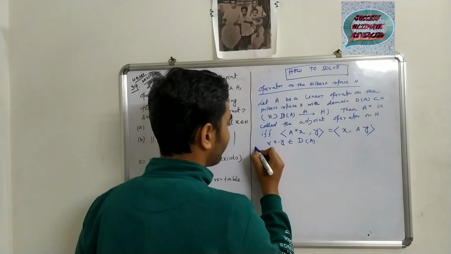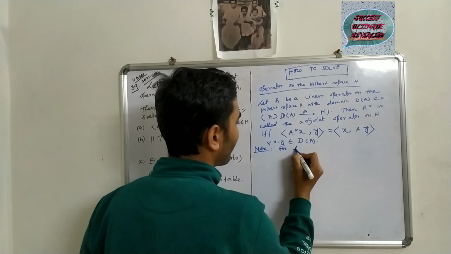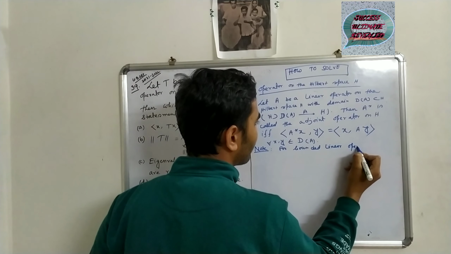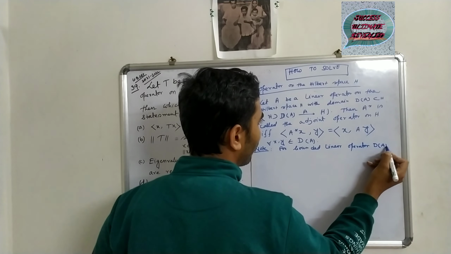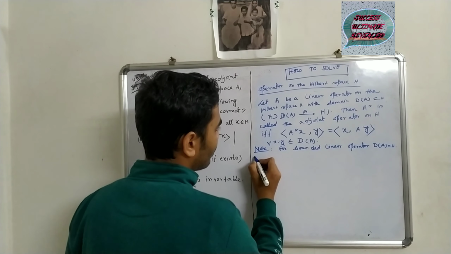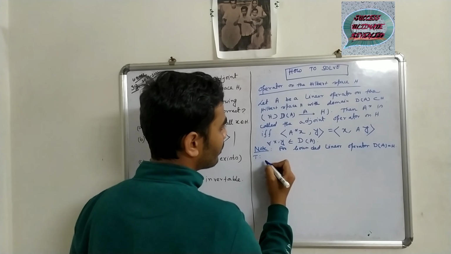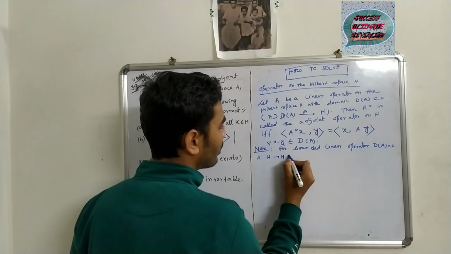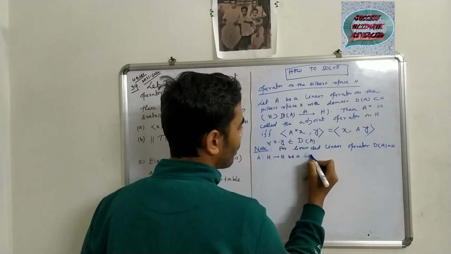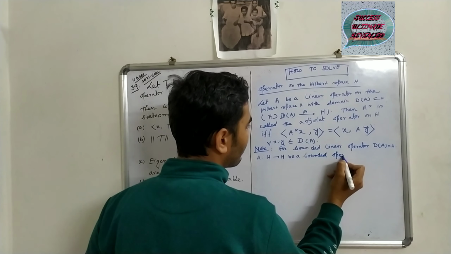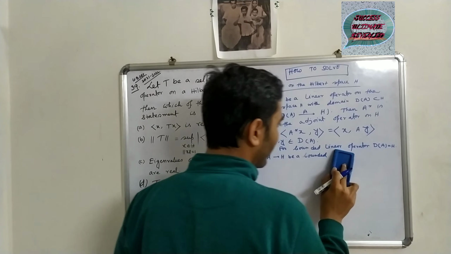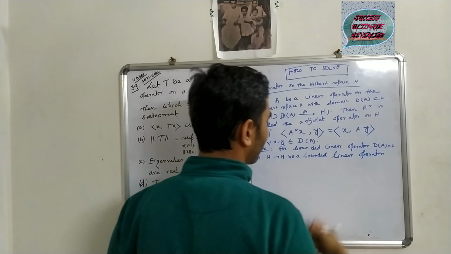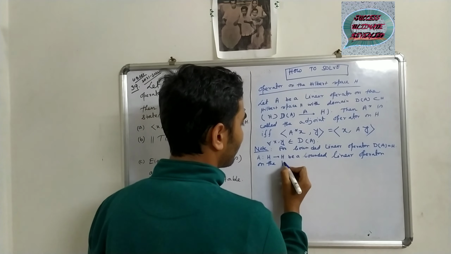Now note, for a bounded linear operator, D(A) equals H. So now let T, or A, such that H to H, be a bounded linear operator on the Hilbert space H.